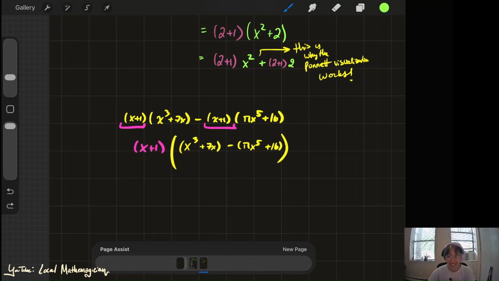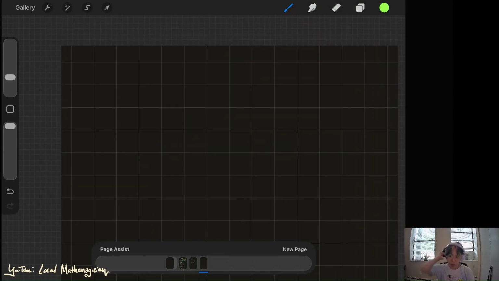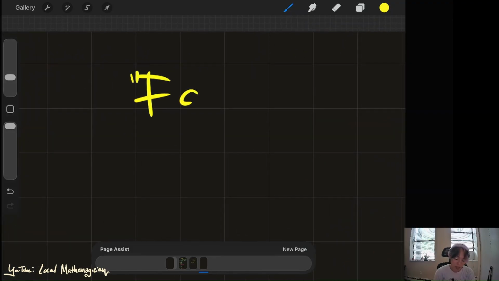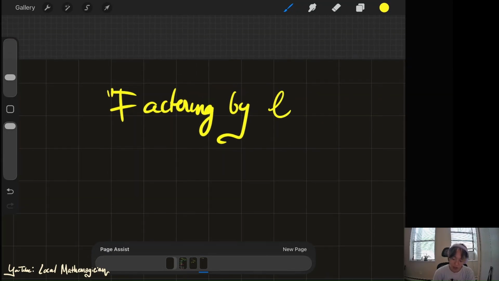Okay. Now, the reason why we want to do all that is because we want to get ourselves comfortable with factoring by grouping, because not everything is as nice as GCF, right?